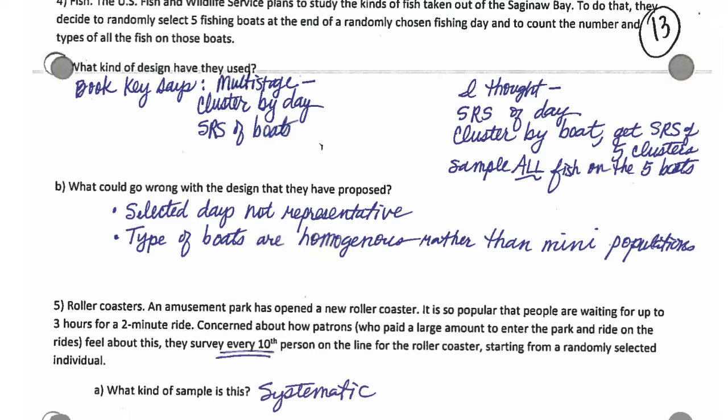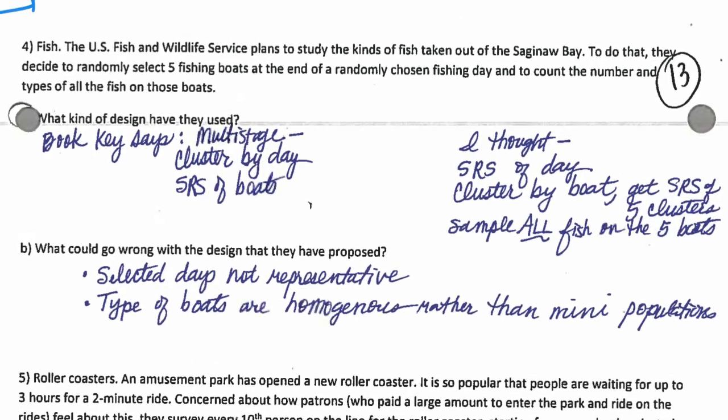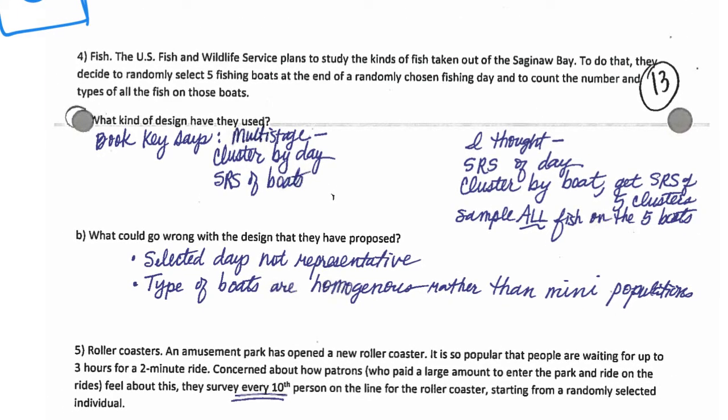Okay, number 4. Man, I struggle with this one. I struggle so much that I even can see something different from what I said this morning. Okay? So let's talk about that. Here we go. So this is interesting. The Fish and Wildlife people are trying to study the kinds of fish that are taken out of Saginaw Bay. So that's the population that they're trying to get represented.